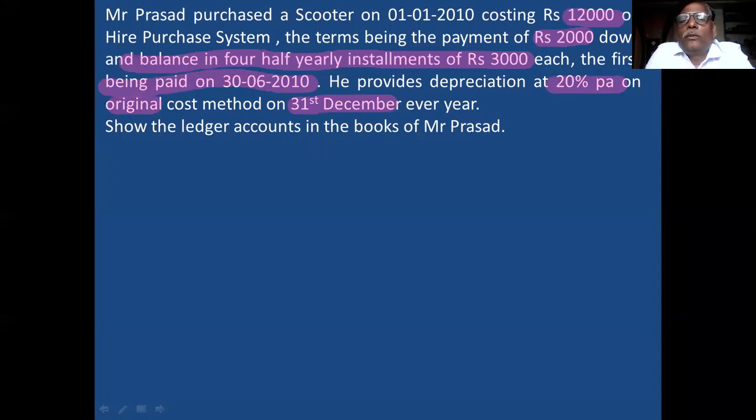Cash price is given in the problem. Cash down is 2,000. There are 4 installments. Each installment is 3,000, and it is paid at the end of every half year. Depreciation is 20% on the original cost.